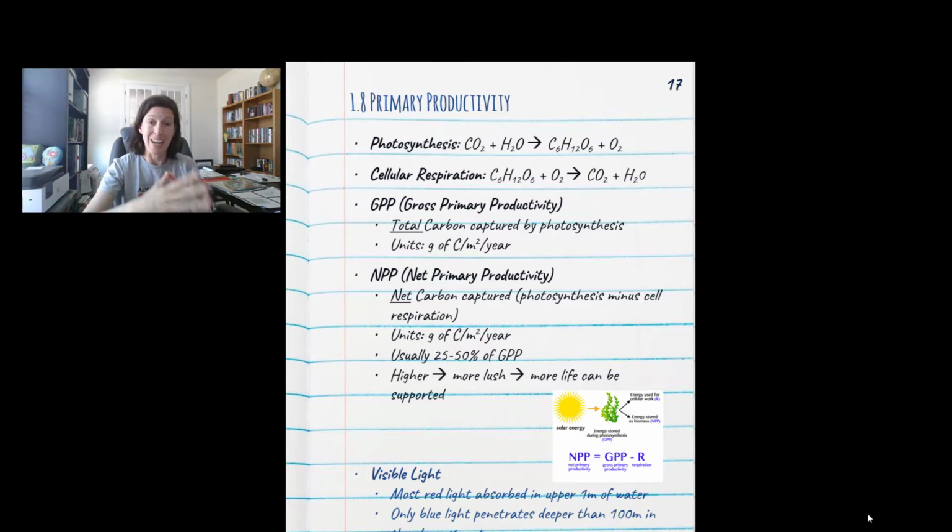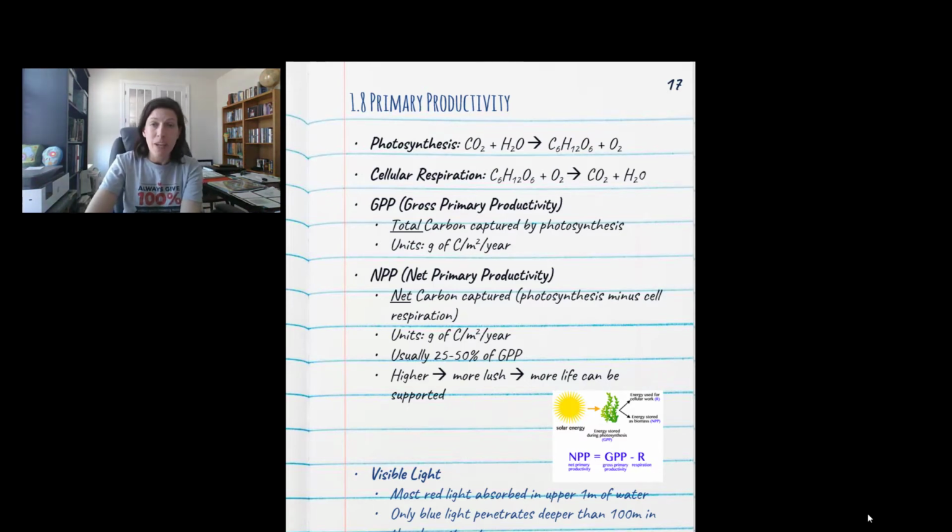So NPP is the net carbon capture. That would be photosynthesis minus cellular respiration. Units for both GPP and NPP are grams or kilograms of carbon per meter squared per year. The net primary productivity is usually 25 to 50% of the GPP. So losing half to more than half of your actual amount of carbon that's going to be able to be moved on to the next level.